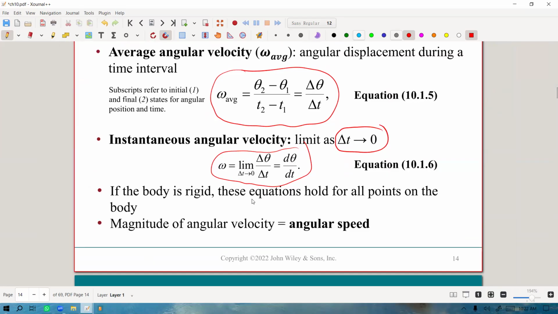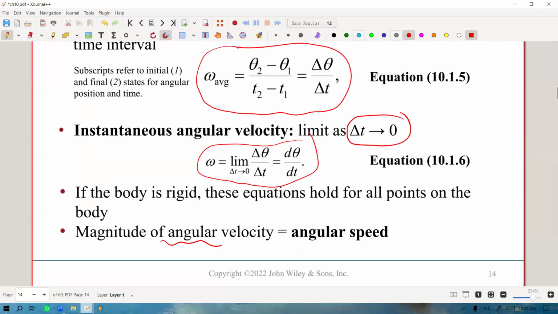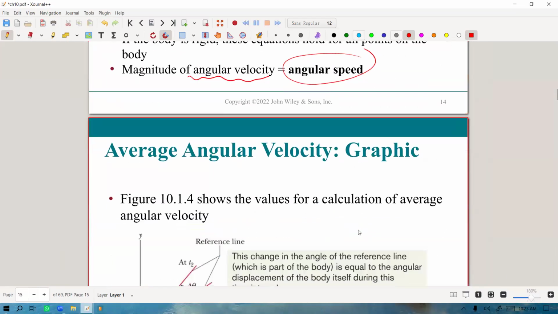If the body is rigid, these equations hold for all points on the body, and the magnitude of angular velocity is equal to the angular speed. So the magnitude of angular velocity equals angular speed.